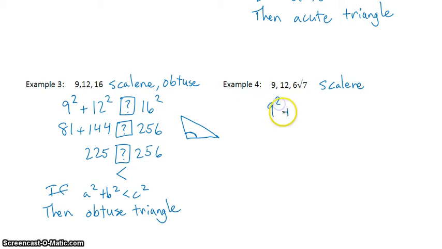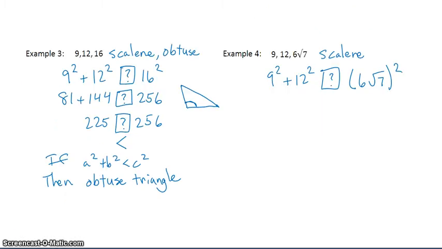Let's plug our numbers into the Pythagorean theorem. 6 square roots of 7 is our longest side, so I'm going to plug 6 square roots of 7 into the Pythagorean theorem. Doing the math, 9 squared is 81, 12 squared is 144, and (6√7) squared. Notice that I put 6 square roots of 7 in parentheses. The operation between the 6 and the square root is multiplication, and I can distribute exponents over multiplication. They're next to each other in the order of operations, so I can distribute.